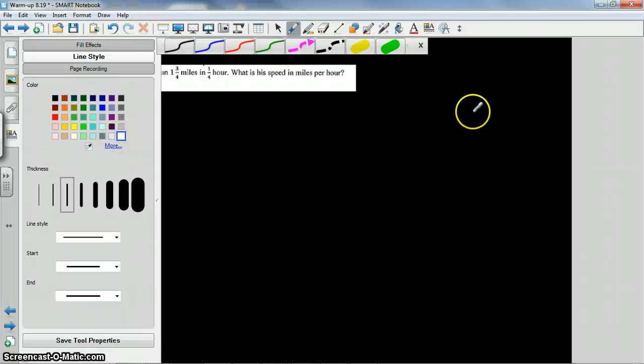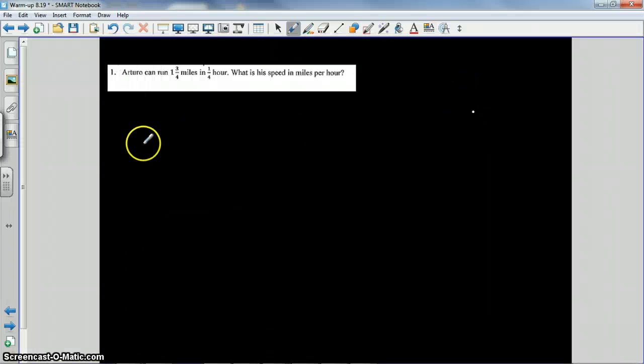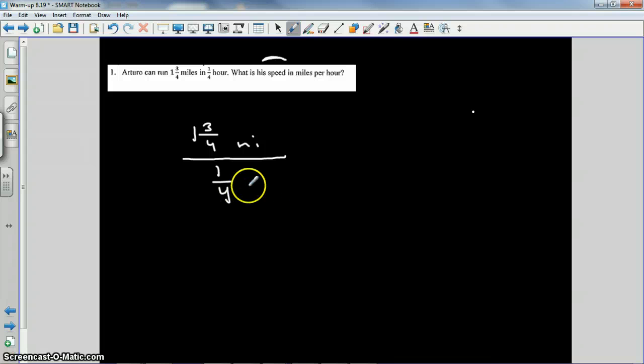All right, so this is number 1. It says Arturo can run 1 3/4 mile in 1/4 hour. And so if we're writing a rate, since we're supposed to find a speed, that's a rate. Since we're writing a rate, we generally want to put whatever's after the per as our denominator. In this case, it's hour, so we're going to put the 1 3/4 on top, and then 1/4 is the denominator. We're going to be 1/4 hour.